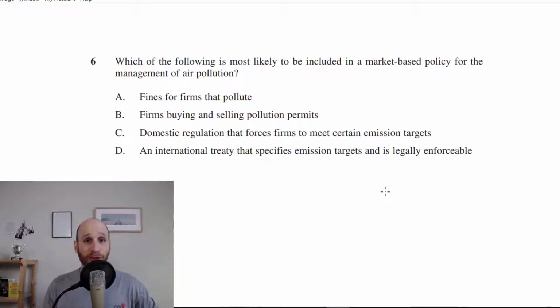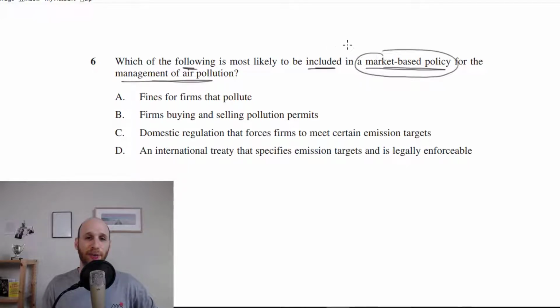Welcome to question 6. Question 6 reads, which of the following is most likely to be included in a market-based policy for the management of air pollution? So when I see market-based policy, what I'm thinking is that we are using price to incentivize or de-incentivize behavior.